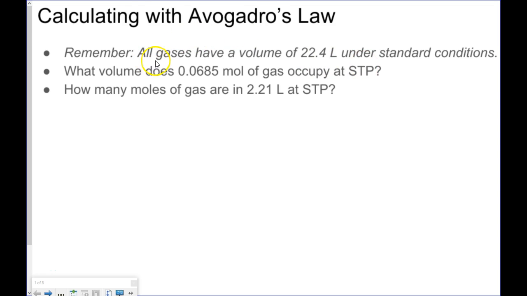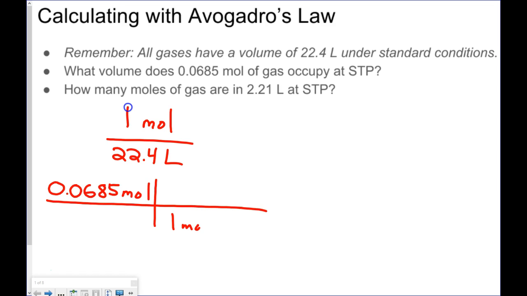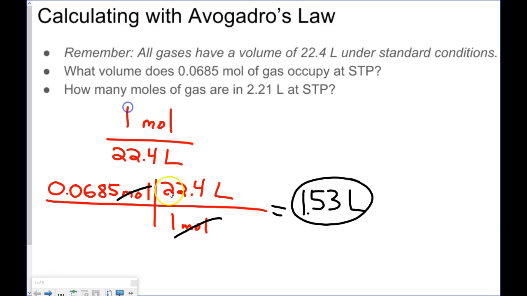So remember, at standard temperature and pressure, all gases will have a volume of 22.4 liters. So I'm going to convert that using my standard dimensional analysis of 1 mole to 22.4 liters. So I take 0.0685 moles, and I'm going to use dimensional analysis. I'm going to put moles on the bottom so that it cancels out. 1 mole, 22.4 liters. That's going to work out to 1.53 liters. So I just multiply this times that.